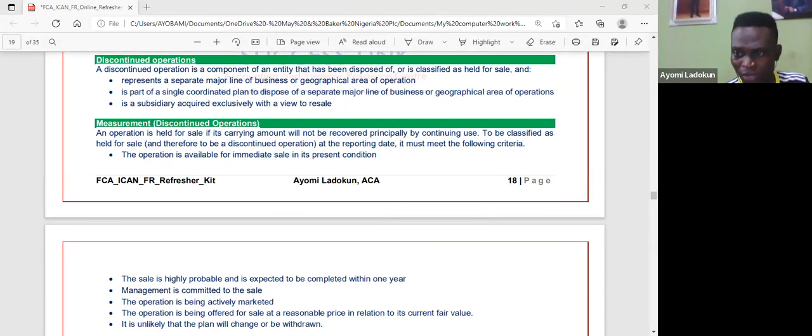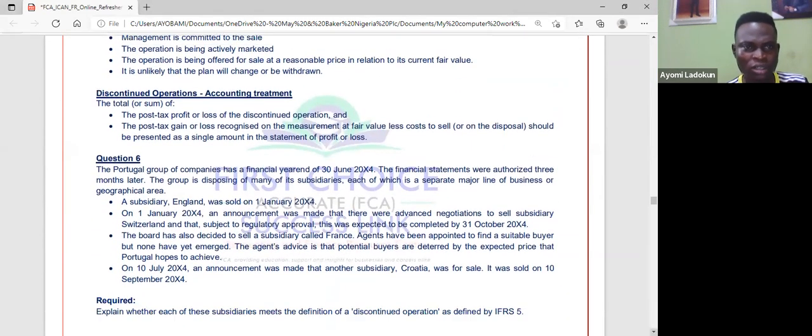So I'll just go straight to the measurements, okay? So for a discontinued operation, when you measure it, what the standard is saying is you must show the total sum of the post-tax profit or loss of the discontinued operation. So that means you're going to compute the post-tax profit or loss. What do you mean by post-tax? That's profit after tax or loss of the discontinued operation. Then the post-tax gain or loss recognized on the measurement of fair value less cost to sell should be presented as a single amount in the statement of profit or loss.